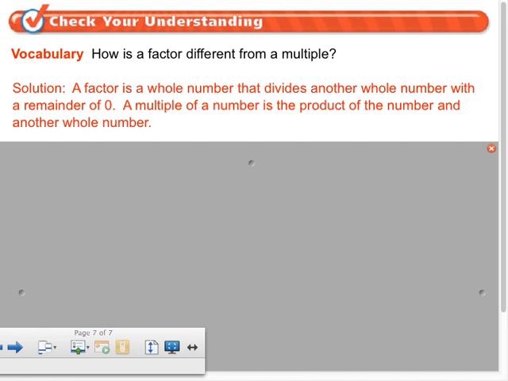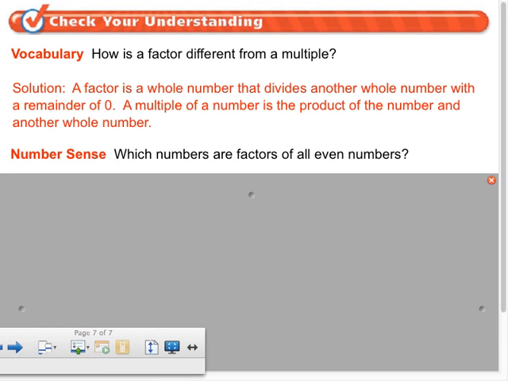A factor is a whole number that divides another whole number with a remainder of 0. A multiple of a number is the product of the number and another whole number, right? Because like I gave you 3, 6, 9. So 3 times 1 is 3. 3 times 2 is 6. You guys understand what multiples are? Okay, next problem. Which numbers are factors of all even numbers? All even numbers have these as factors. Do you guys know it, class? 2 and 1. Very good.